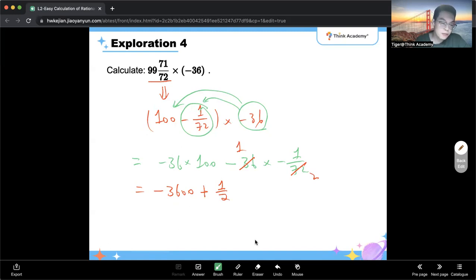Is it 3,600.5? Yes. If you're adding a value to the negative number, the numerical value of the negative number is going to get smaller or closer to 0. All right. So it will be minus 3,599.5. Okay, that's the answer to this question.